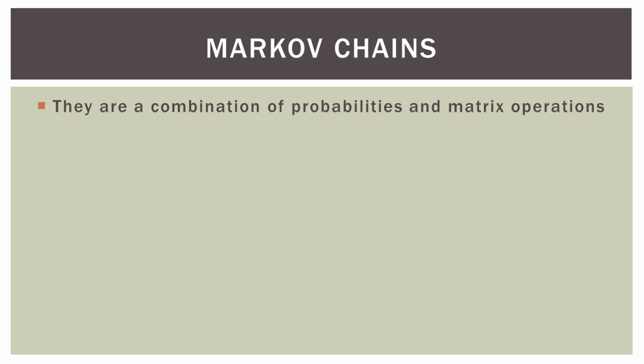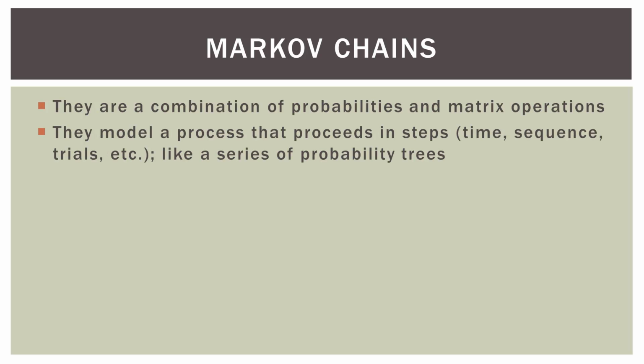Okay, let's review and then we're done. So, just remember that Markov chains are just a combination of probabilities and matrix operations. So, there you saw that we use our probabilities to do our trees, we use our probabilities to do our transition diagrams, and then basically, to do the transition matrix, we just sort of moved the probabilities into a matrix form. They model a process that proceeds in steps.